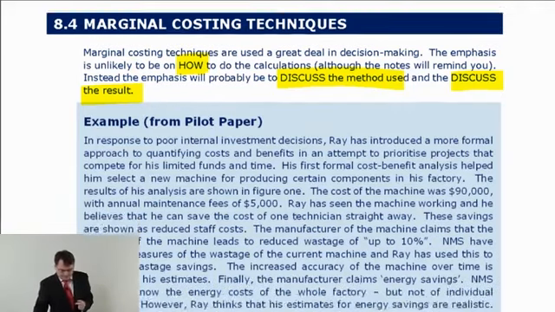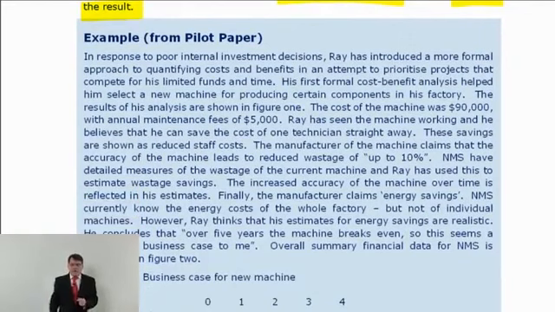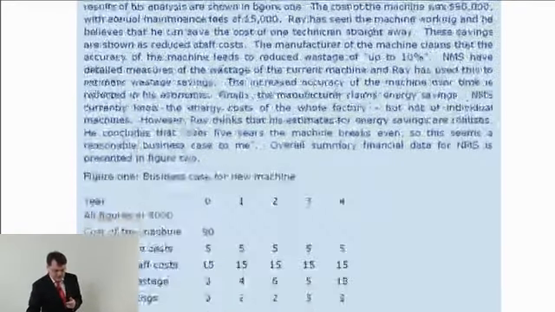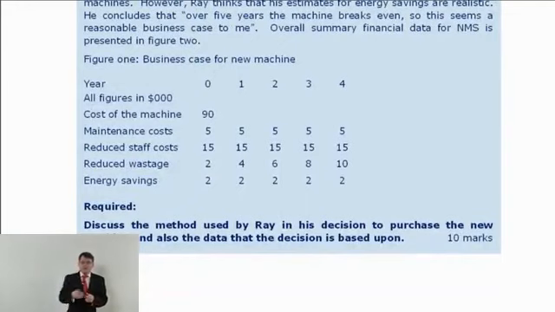Now, we have an example here, again, from the pilot paper. This is a good example of the second kind of question that I was talking about. Because in this particular question, the numbers are done for us. There's all the numbers. What we have to do is say whether we agree with the decision that has been made.